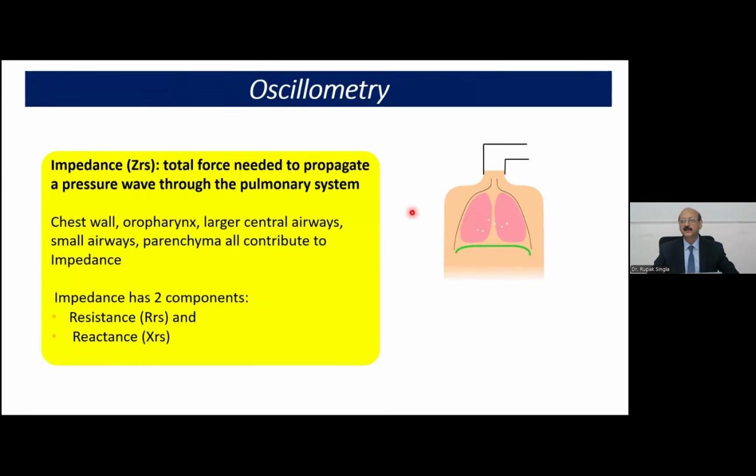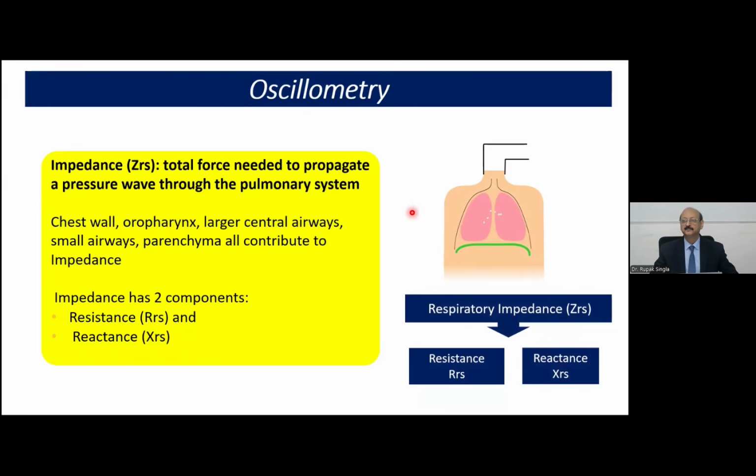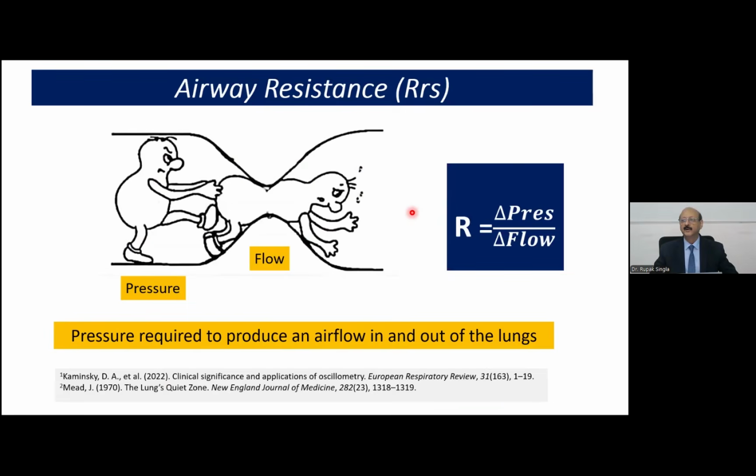So impedance, as we discussed, is the total force required to propagate a pressure wave through the pulmonary system. The chest wall, lower pharynx, large central airways, small airways and parenchyma all contribute to this impedance. And impedance has two components, that is resistance and reactance. Airway resistance is basically the pressure required to produce airflow in and out of the lungs. If the pressure has to be more, that means there is more resistance. If lesser pressure is required, that means there is lesser resistance.